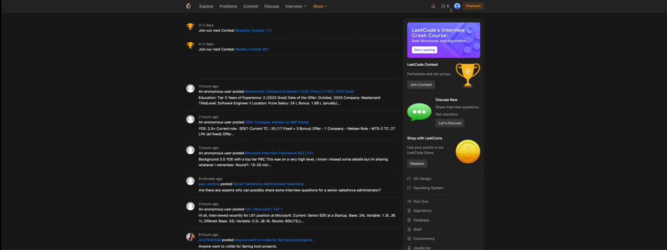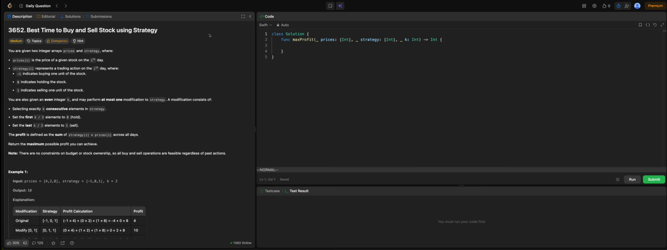Alright, let's solve the Leetcode problem. I think these days everything is related to stock price. So the Leetcode problem is the best time to buy and sell stock using the strategy.